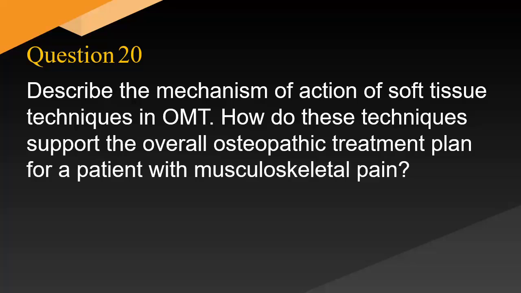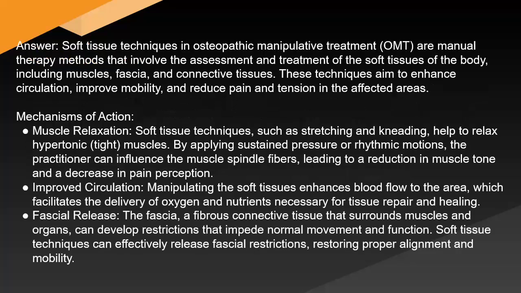Describe the mechanism of action of soft tissue techniques in OMT. How do these techniques support the overall osteopathic treatment plan for a patient with musculoskeletal pain? Answer: Soft tissue techniques in osteopathic manipulative treatment (OMT) are manual therapy methods that involve the assessment and treatment of the soft tissues of the body, including muscles, fascia, and connective tissues. These techniques aim to enhance circulation, improve mobility, and reduce pain and tension in the affected areas.